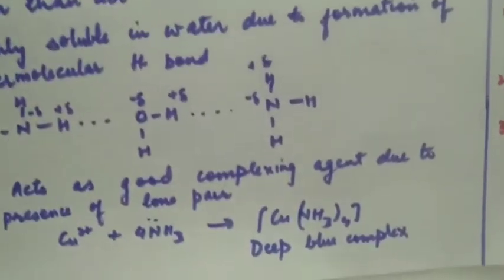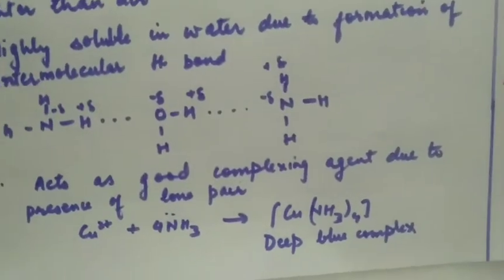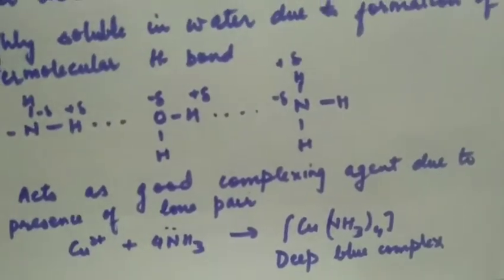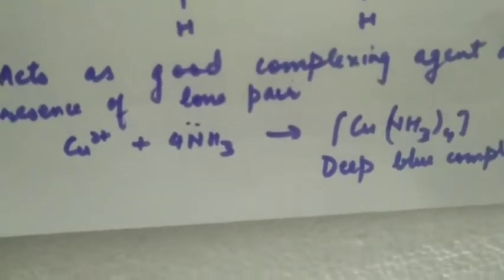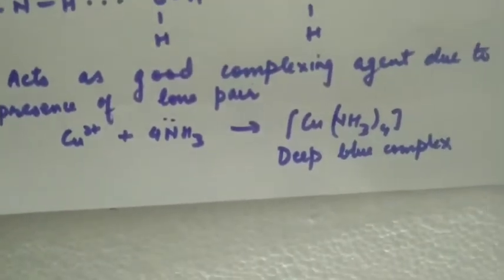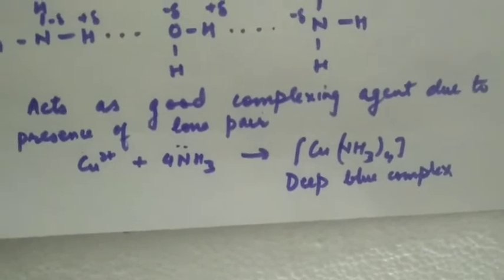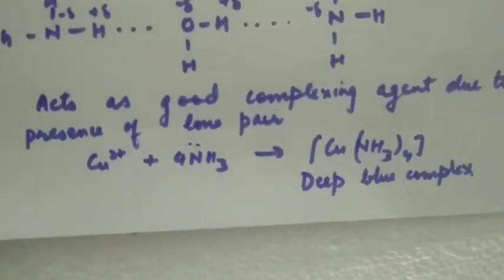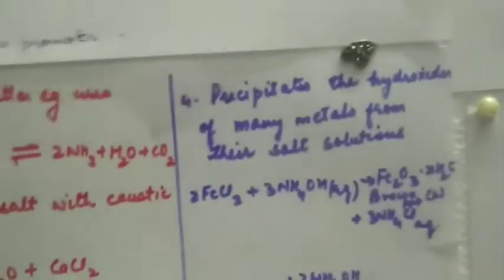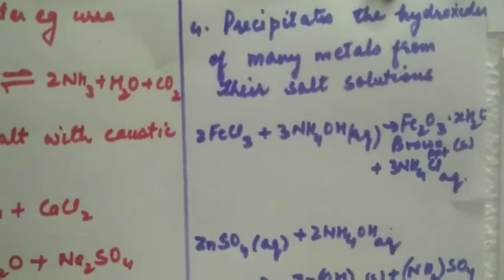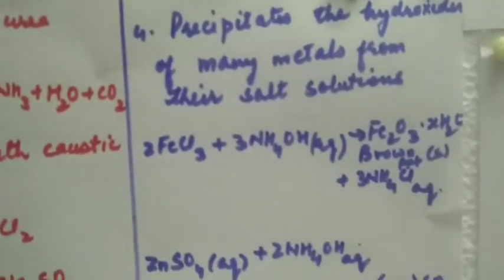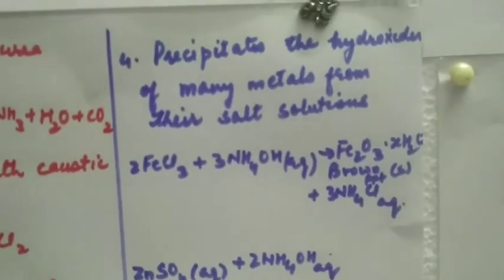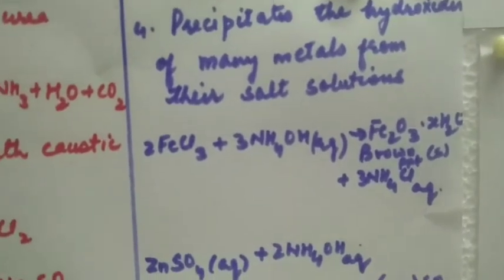Ammonia acts as a good complexing agent due to presence of lone pair. Copper will take up pair of electrons from ammonia to form tetraamine copper complex, which is a deep blue colored complex. Ammonia also precipitates the hydroxides of many metals from their salt solution. For example, when ferric chloride reacts with ammonium hydroxide, brown colored precipitates of hydrated ferric oxide are formed.